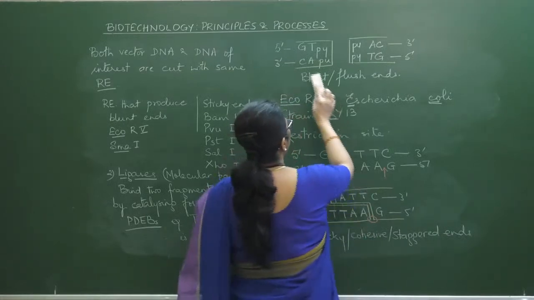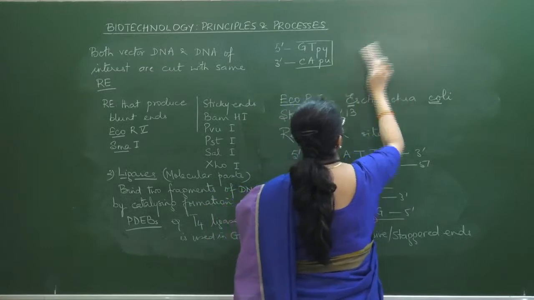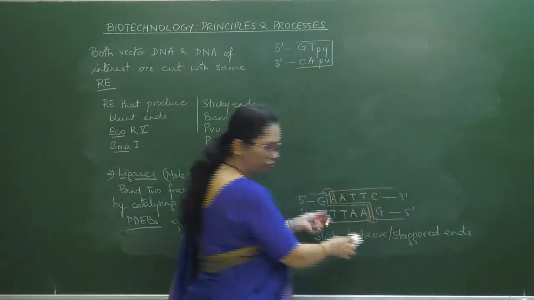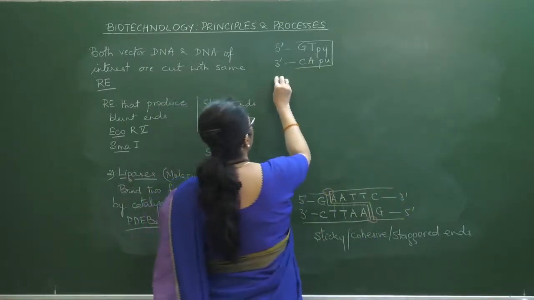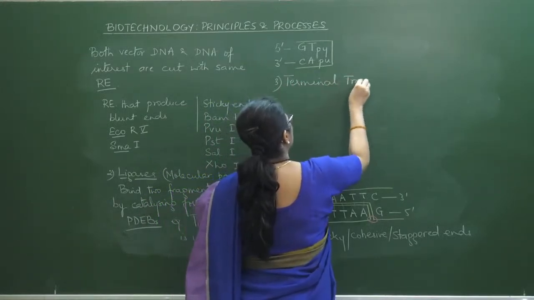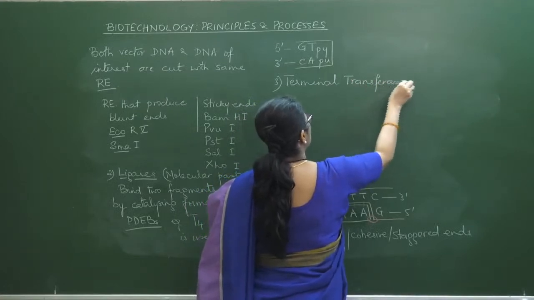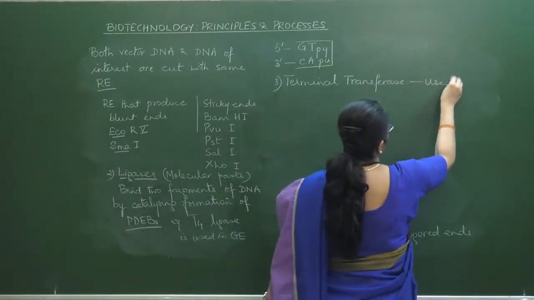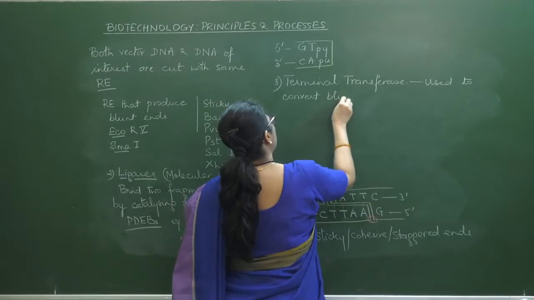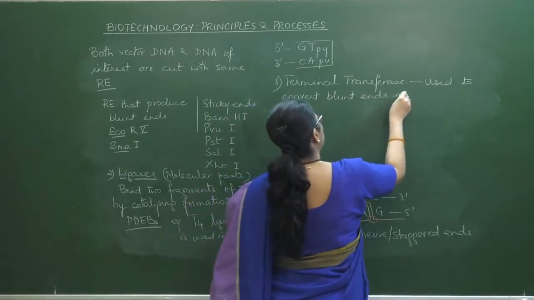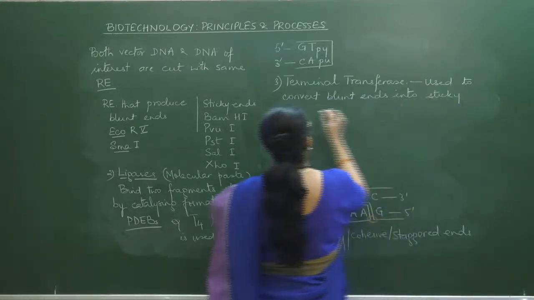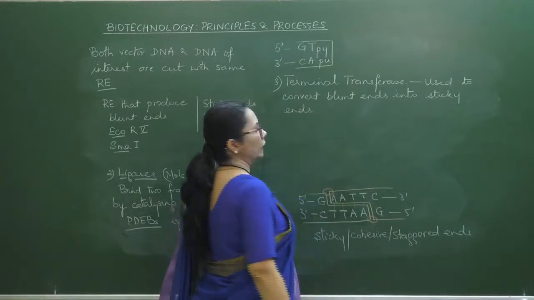So for that, what we use is another enzyme, the third enzyme next we can talk about. I'll keep this so that you know what has to be put. The third category of enzyme, that is terminal transferase. Terminal transferase. So this one is used to convert blunt ends into sticky ends. Okay. So what does it do?